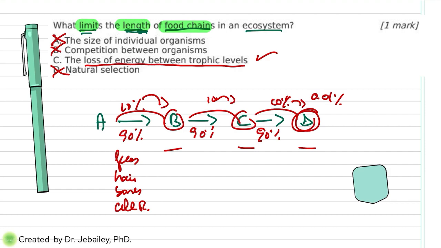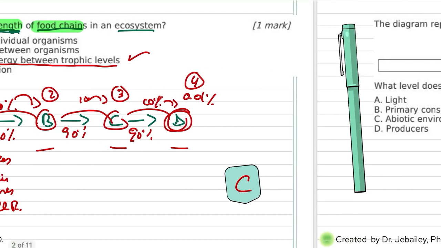Now, when I say trophic levels, we're talking about A being trophic level 1, B being trophic level 2, C being trophic level 3, and D being level 4. Trophic level means the position in the food chain in which they are eating. So the right answer here is C.